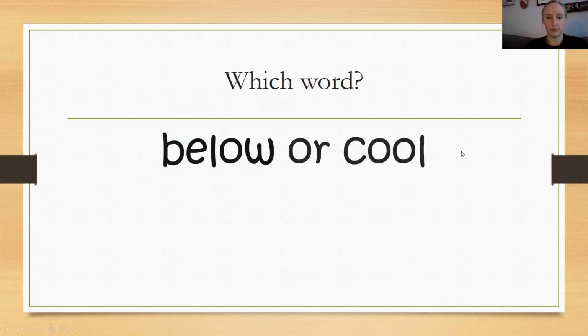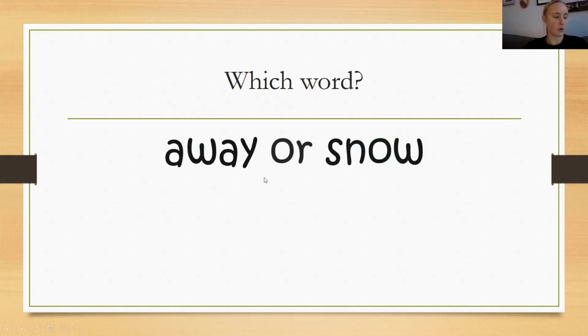Here I've got 2 more words. Have a go at reading those words for me. And then can you identify which word has the sound oo? Which word has the sound oo? Let's check. This word here is cool. Well done if you got that one, because that's the sound with the digraph oo in it. And the other word was below.